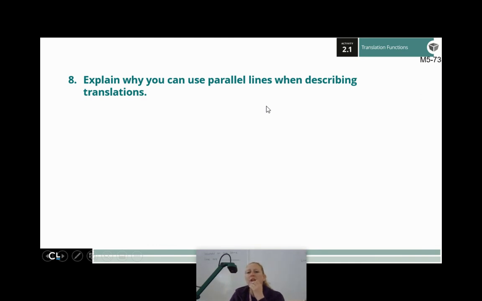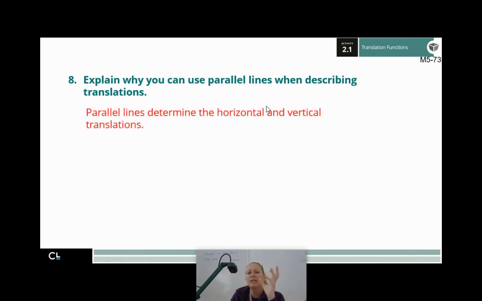So I use those parallel lines because they help me determine the horizontal and vertical aspect of my translations, right? They help preserve that rise over run. They help preserve the direction I'm moving in. So you can phrase it however you like.